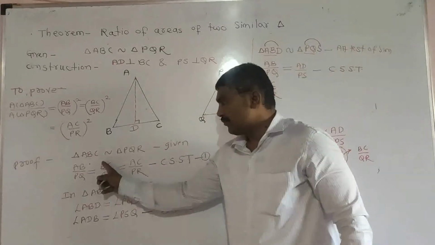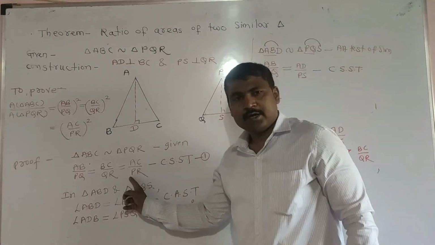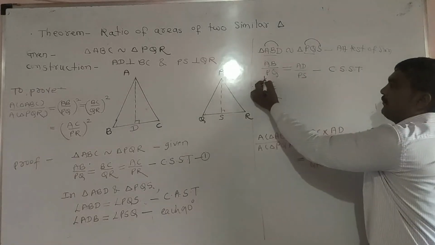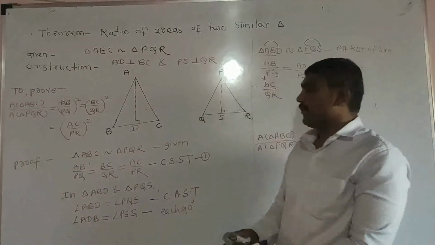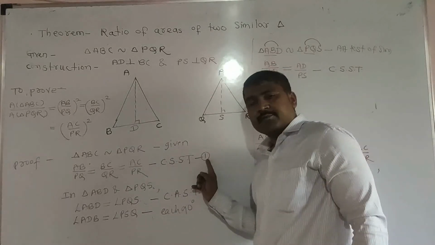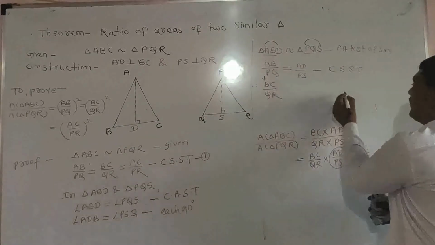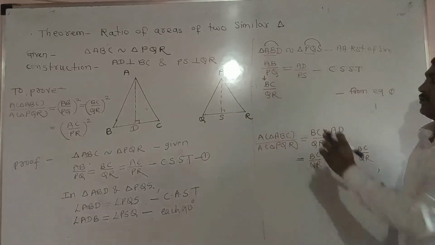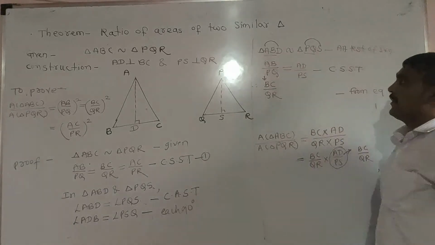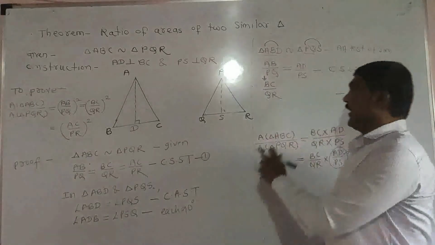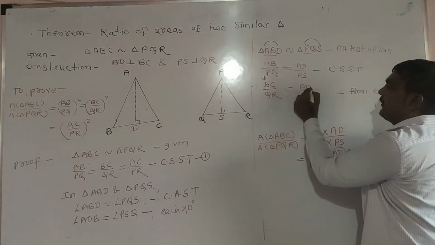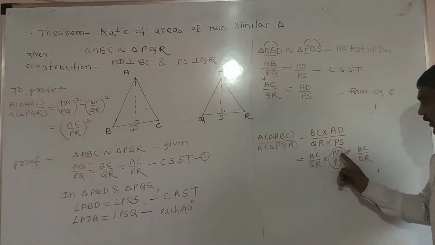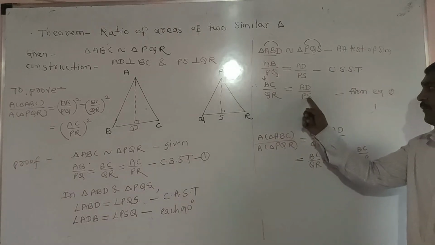AB upon PQ, BC upon QR, AC upon PR, all are the same. So instead of this AB upon PQ, I have written BC upon QR. Why? Because it is equation number 1. So I am writing this is from equation number 1. Understood? So I have replaced this by this due to this equation, and the equal sign as it is, AD upon PS as it is. Understood? Okay. So what is the value of AD upon PS?